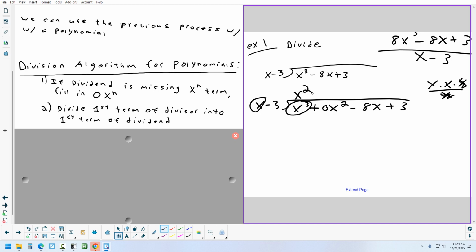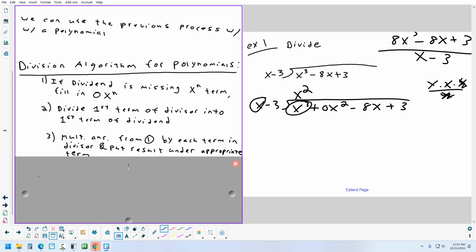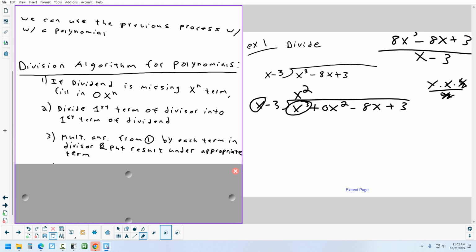So that's step 2. We divide. And this follows kind of the pattern you might be used to with regular long division. Divide, multiply, subtract, bring down. That's the pattern. So the next thing is multiply. We're going to take our answer that we just did and multiply it back out. And here's where we have to line up like terms. What's x squared times x?